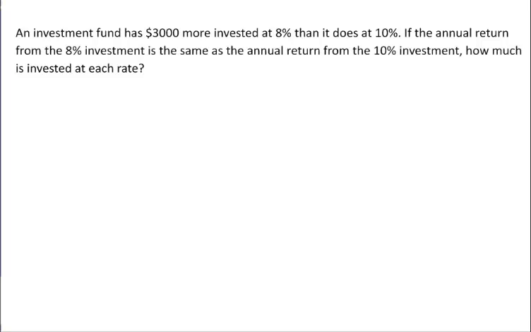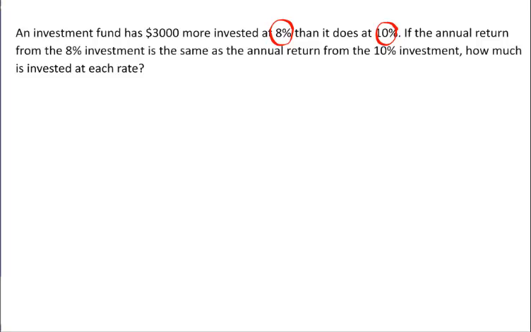So what we've got here is an investment fund that has $3,000 more invested at 8% than it does at 10%, and so those are two key pieces of information. And we want to know how much is invested at each rate. So basically what we want to do is set up a little grid, and all the questions from your sheet are going to work out this way. So what have we got?